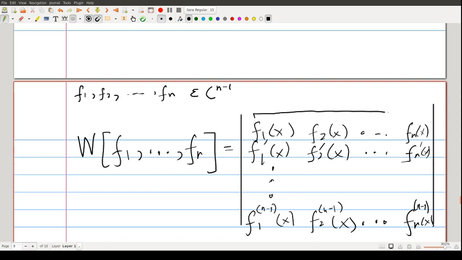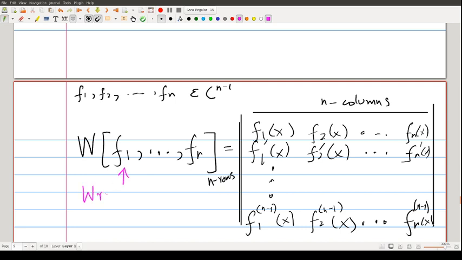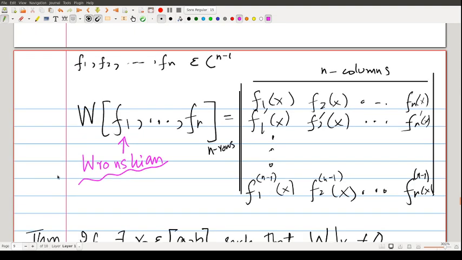So notice that there are n columns because there are n functions, f1 to fn, and there are also n rows because you've differentiated them n minus 1 times. So from here to here you have n minus 1 rows and another row for the original functions. So 1, 2, 3, dot dot dot, up until n. So you have a matrix with n rows and n columns, and the determinant of this matrix is called the Wronskian of these functions.